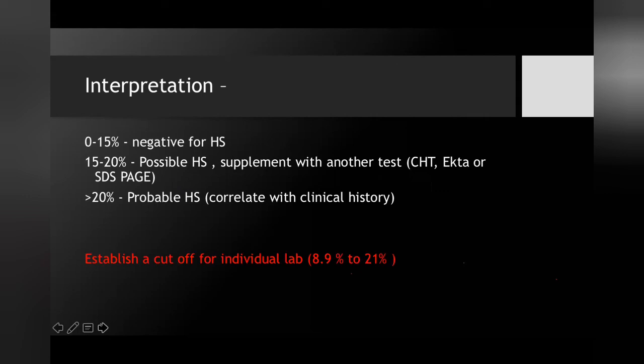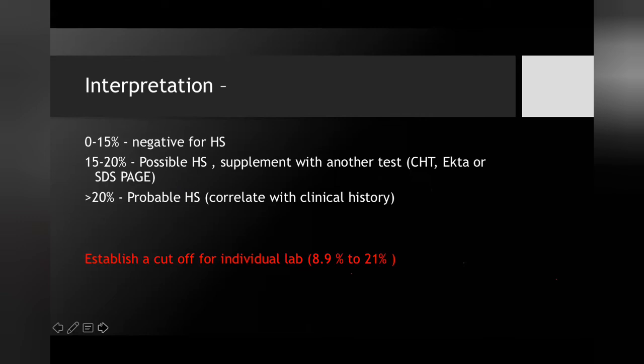So the interpretation of the test is that if there is up to 15% decrease in the fluorescence intensity of the case as compared to the control, then it is not a case of hereditary spherocytosis. 15 to 20% is possible. Then you have to supplement it with another test, for example, a cryohemolysis or an ektacytometry or an SDS-PAGE analysis. And if the percentage decrease in fluorescence intensity is greater than or equal to 20%, then it is probably HS. You just have to correlate with the clinical history.